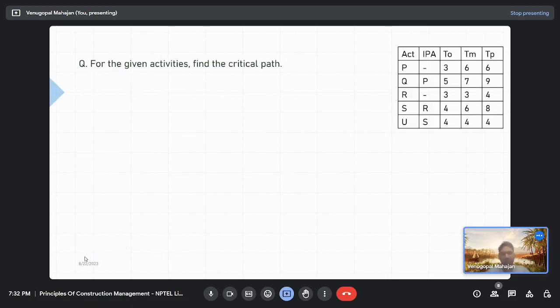Okay, so now solving one numerical. You have got TO, TM and TP. That means this is the question of PERT. What should be the first step here? To calculate TE, sir, first. Okay, so let's calculate TE.